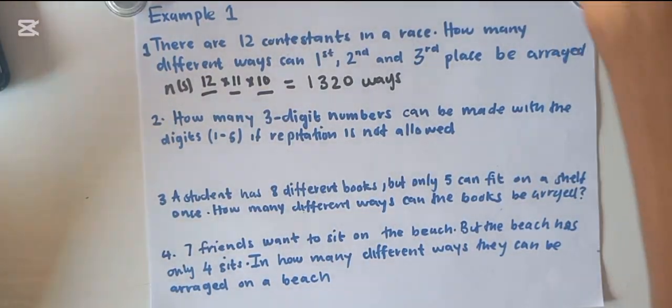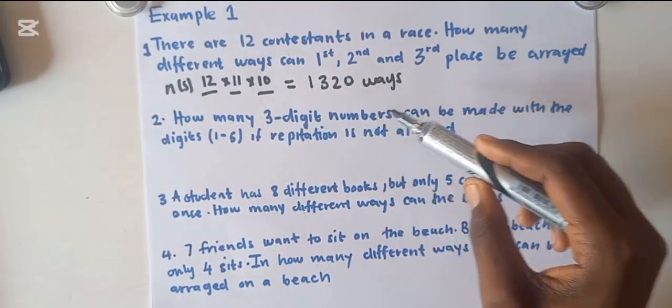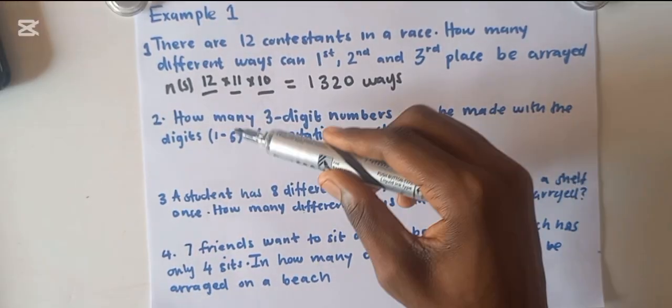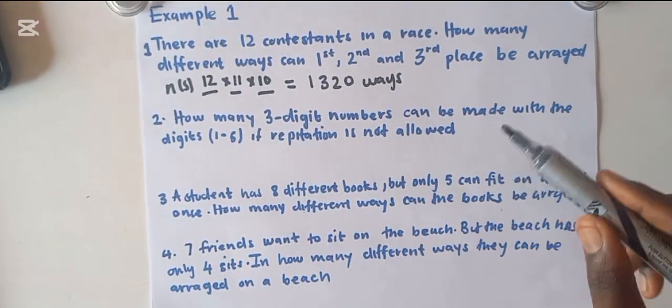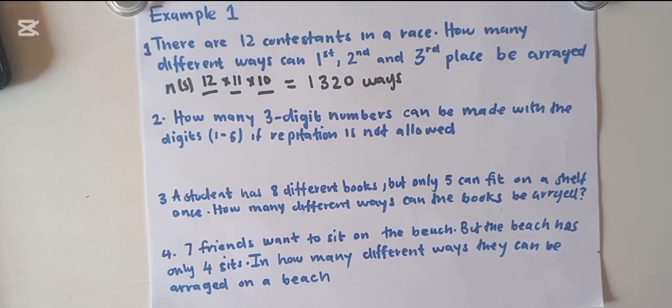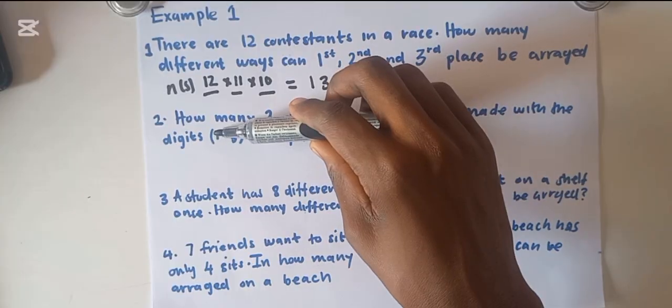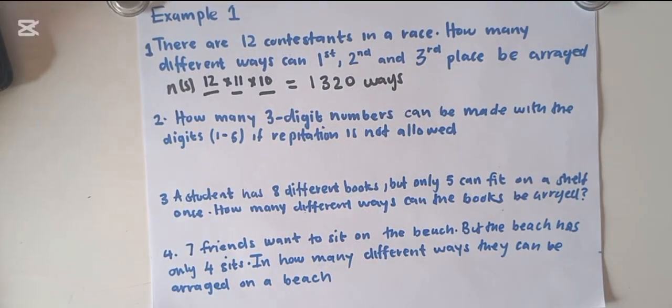So let's go to our second question. It says: how many 3-digit numbers can be made with the digits 1 to 5 if repetition is not allowed? Remember, we use permutation when repetition is not allowed and when we have more items than the positions to fill them. So first of all, how many items do we have? We have 5 digits, which is 1 to 5.